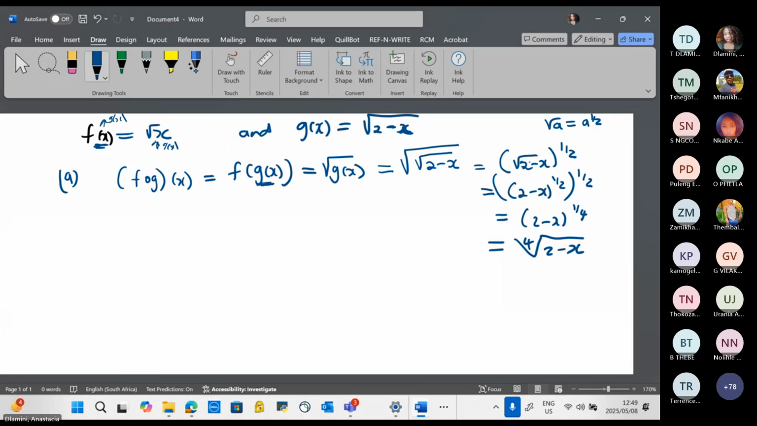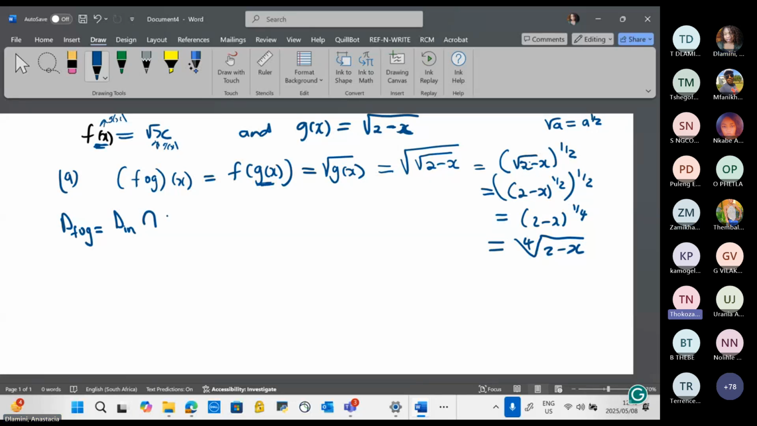Are we all together there? Yes, ma'am. Now I want to find the domain of the composition of this function. Where do I start? You start with the domain of the inner function. And then, union or intersection? Intersection.